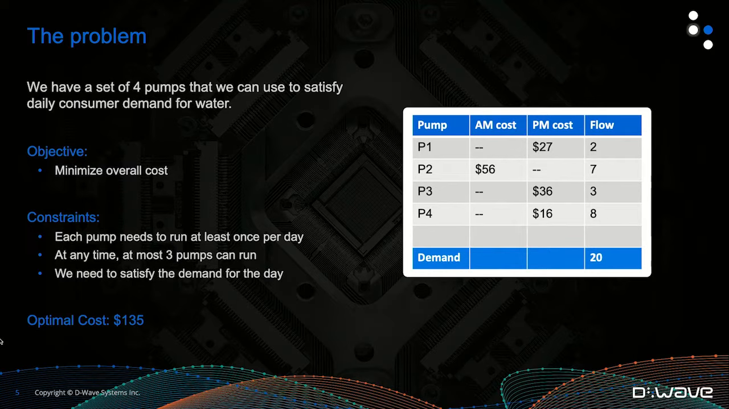Now if you look at this, this is going to satisfy all of our constraints. Each pump is running at least once per day. At any given time, we're using at most 3 pumps. And if you add up this total flow, that's going to equal our consumer demand of 20.